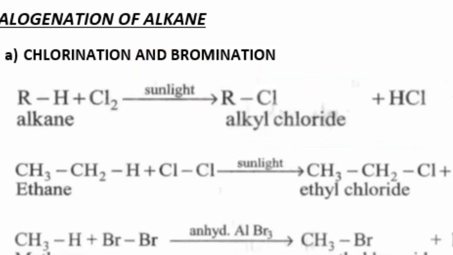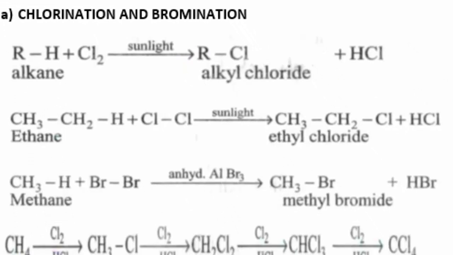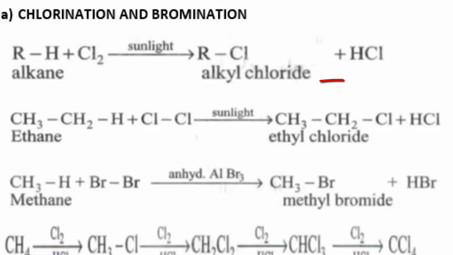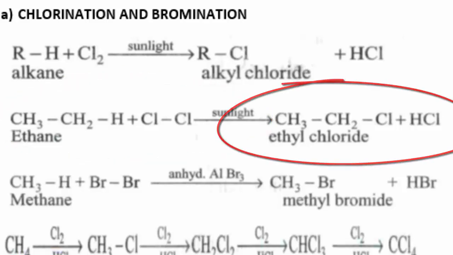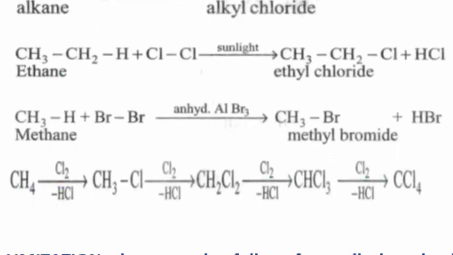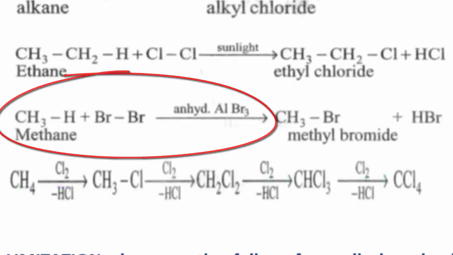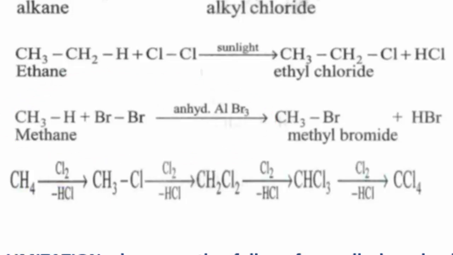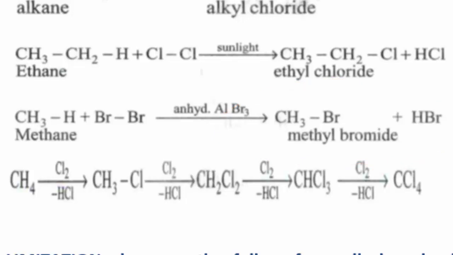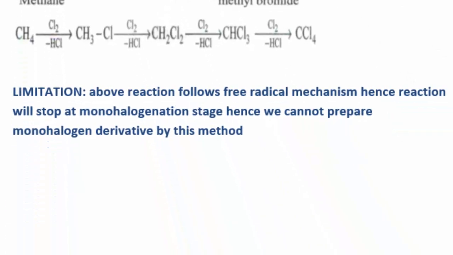Let us take the first example, that is ethane. So when we react ethane with chlorine in the presence of sunlight, we get the product, that is ethyl chloride. Second is the bromination reaction. It is similar to that of chlorination. So when we react methane with bromine in the presence of anhydrous AlBr3, that results in the formation of methyl bromide.